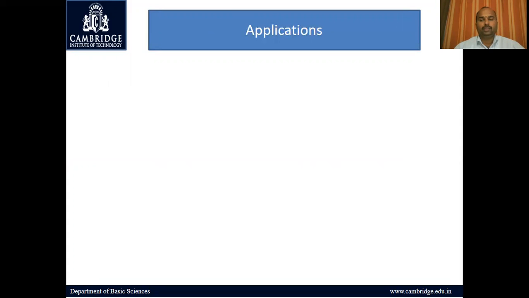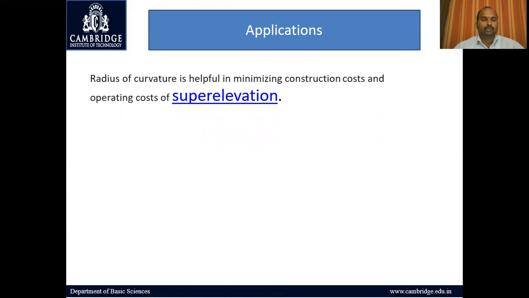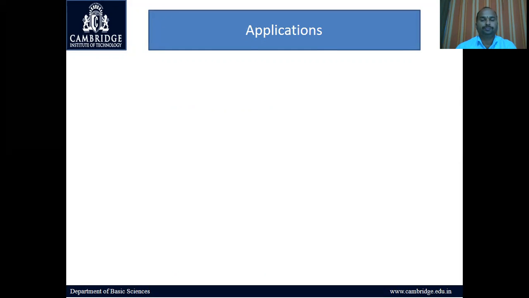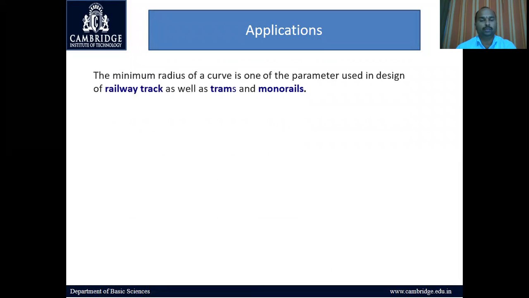Now we'll move on to the application part. So what is the use of the application part? See, the radius of curvature is helpful in minimizing the construction cost and the operating cost of a super elevation. So in order to construct a stadium like this, we will use this radius of curvature in order to decide the amount of bending of the stadium. And then moving on to the applications.